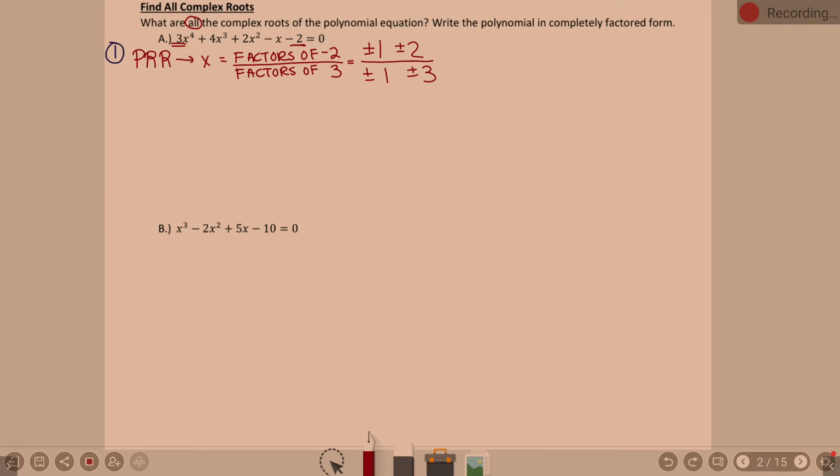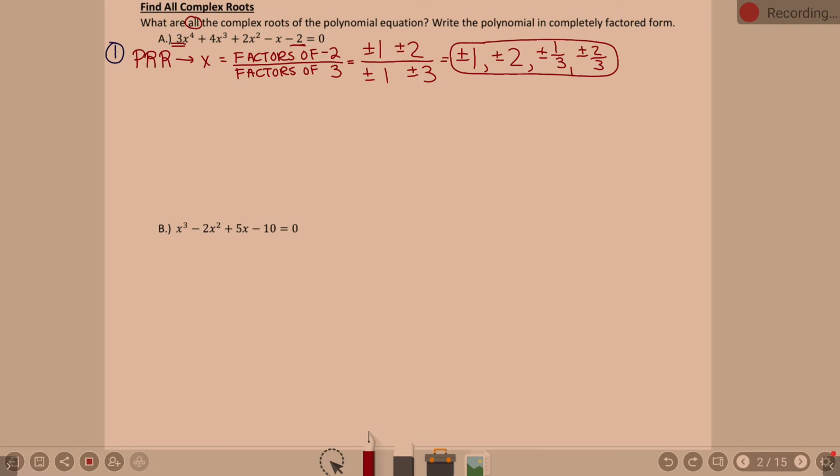Now, give me an actual list. Whoops. Don't stop there. If I put everything over 1, 1 over 1, plus or minus 1. 2 over 1, plus or minus 2. And then if I put everything over 3, 1 over 3, plus or minus 1/3. 2 over 3, plus or minus 2/3.